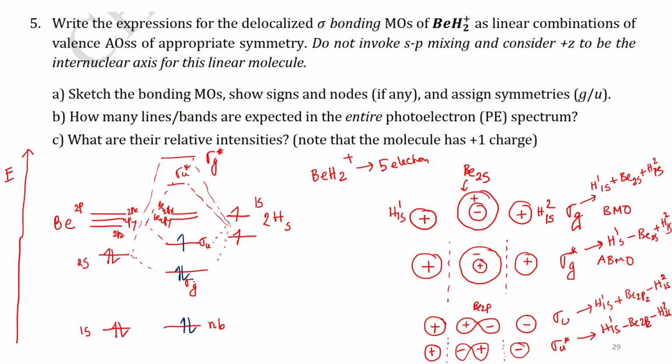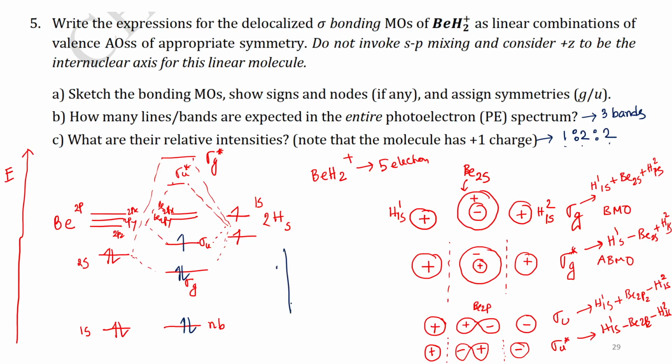So if you see that, then in this case you are going to see three bands, right? One for sigma u, one for sigma g, one for sigma non-bonding. So three bands, and what are their relative intensities? That would be 1 is to 2 is to 2, right? So binding energy of this is high, then this, and this is very less. Okay, you got it? Got my point?